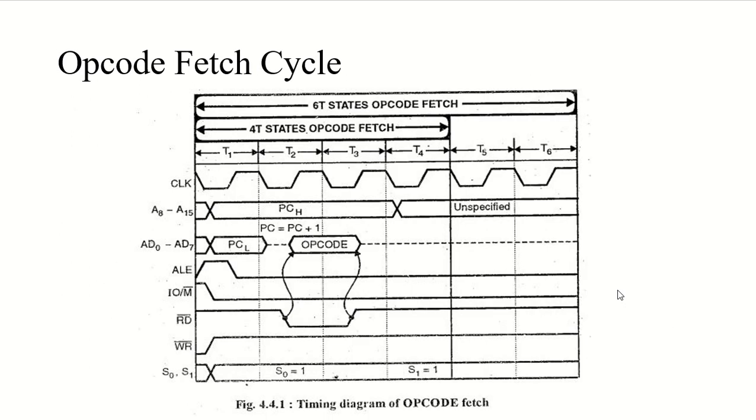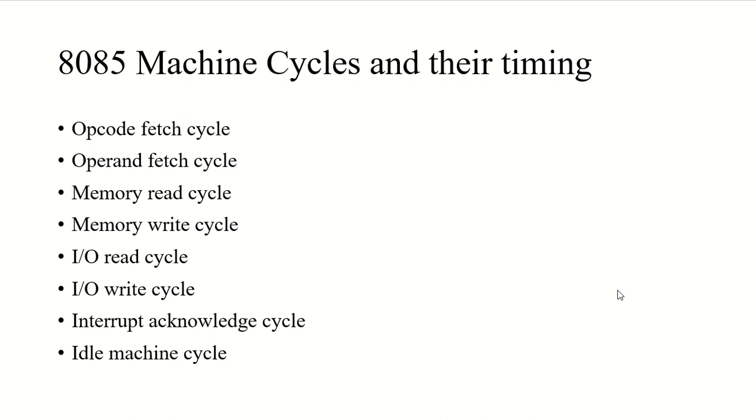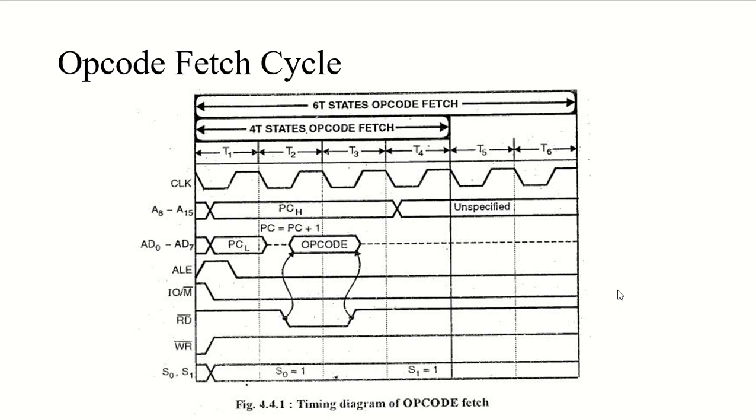So what are the machine cycles and their timings in 8085? The first one is the opcode fetch cycle. The microprocessor uses this cycle to take the opcode of an instruction. You can also call it fetching of opcode. And in this case, the address of the memory location where the opcode is stored is given by the program counter. So you can see here it's given by the program counter, PCH and PCL, right?